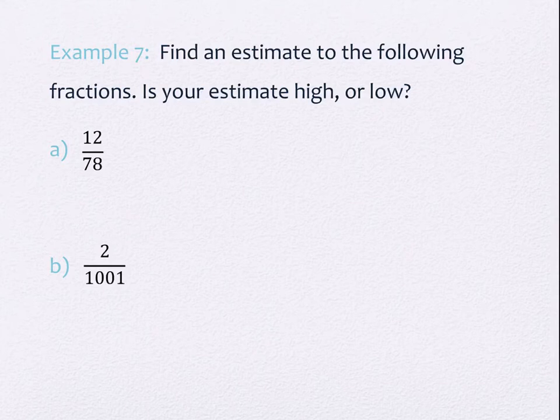All right, so if I look at 12/78, 12 is really close to what nicer number? 10. It just is, right? And 78 is really close to what nicer number? 80. And I like the 10 and the 80 because they divide quickly. And I can divide them both by 10 to give me a fraction that's what? 1/8. So finding an equivalent fraction is not necessarily the challenging portion of this one.